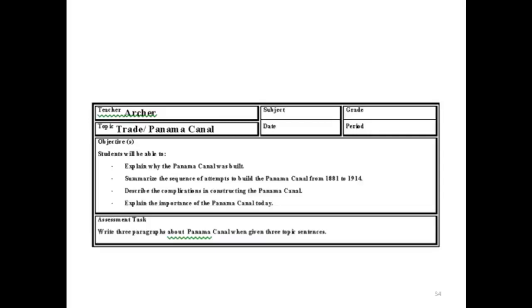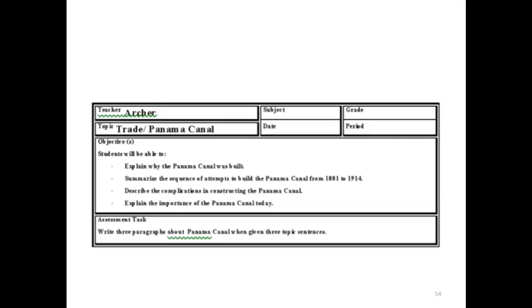And the task that we were going to use to evaluate it afterwards is they were going to write 3 paragraphs in which I'm going to give them the topic sentence. But now I need to address what we're going to do before they read, how they're going to be responding during reading, and after reading, how we are going to follow it up.